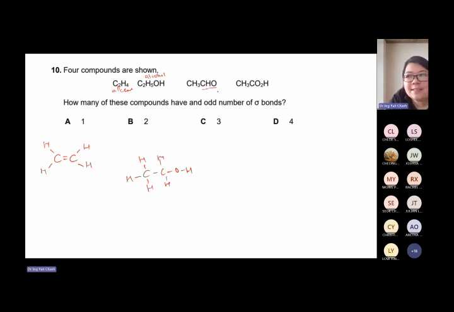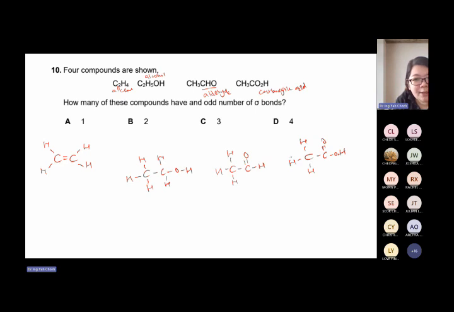CH3CHO: if you see CHO at the end, it is an aldehyde. So the structure is CH3, CHO, C double bond O, a carbonyl compound. CH3COOH, we are very familiar with this one. It's a carboxylic acid. Now let us draw the structure of this CH3COOH. Sorry, forgot the OH bond.